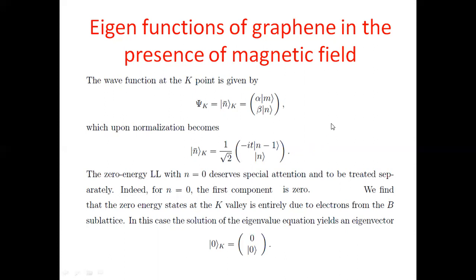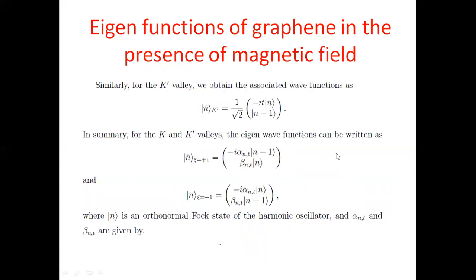We know that the zero Landau level with n equal to 0 deserves special attention and needs to be treated separately. If n is equal to 0, the first component is 0. If we put n equal to 0, this component is 0. We find that the zero energy state at the K value is entirely due to electrons from the B sublattice, and in this case, the solution of the eigenvalue equation yields an eigenfunction. So we have the state due to the electron from the B sublattice, and this is the state for the zero state.